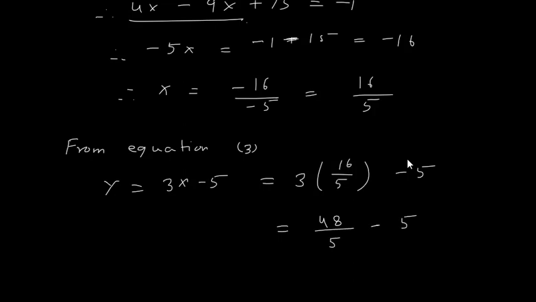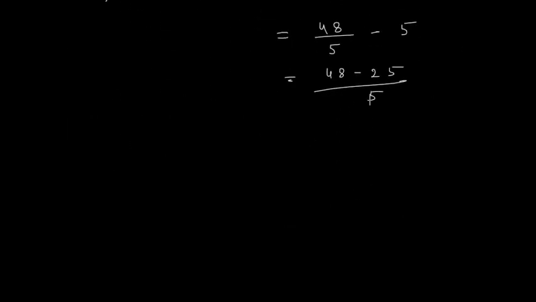So this is 48 minus 25 divided by 5. You can cross multiply. This is equal to 8 minus 5 is 3, 4 minus 2 is 2, so 23 upon 5. So this is the value of x and y. Now again I will check whether this is right.